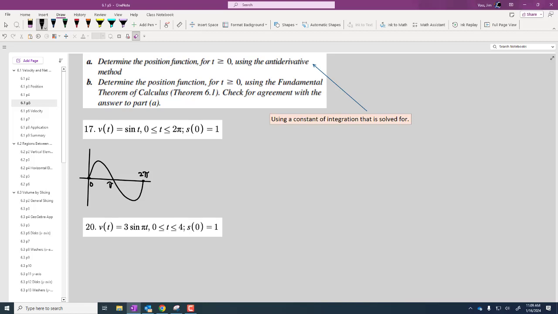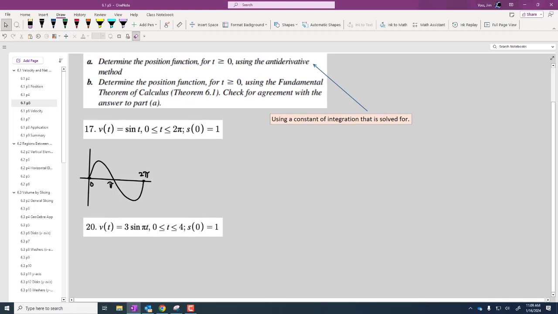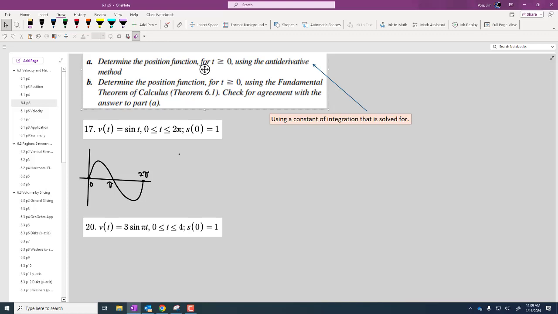Okay, so determine the position using the antiderivative method. So that's the method you're probably the most familiar with. And then also do it with the FTC method. So let's do it both ways. The way that you are most familiar with it is that position is the integral of velocity, and instead of using a definite integral, you're going to use an indefinite integral. So the antiderivative method, you use an indefinite integral. No limits of integration. The integral of sine, antiderivative, minus cosine of t, plus c.